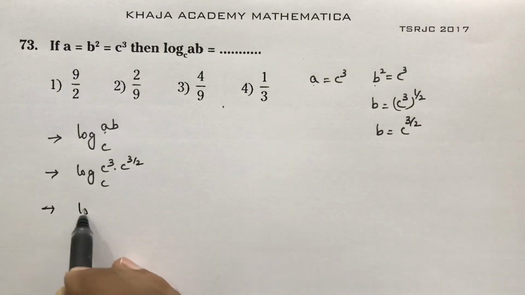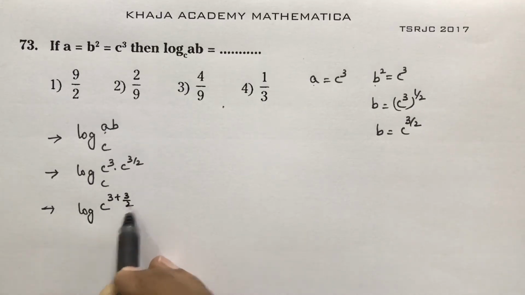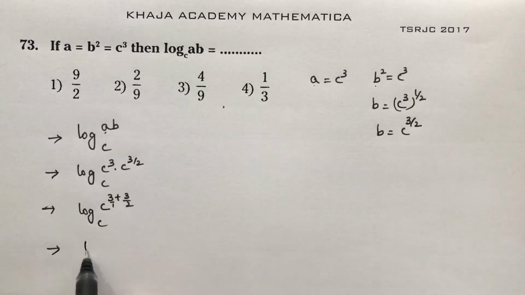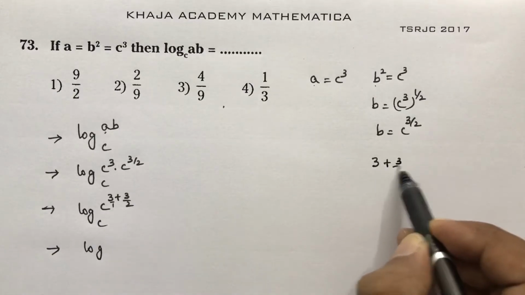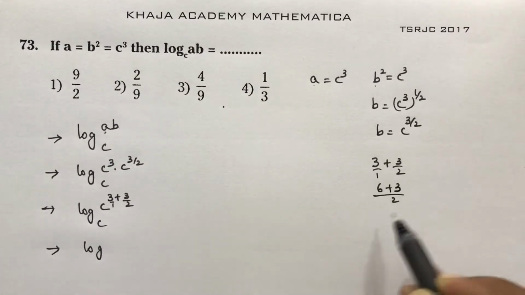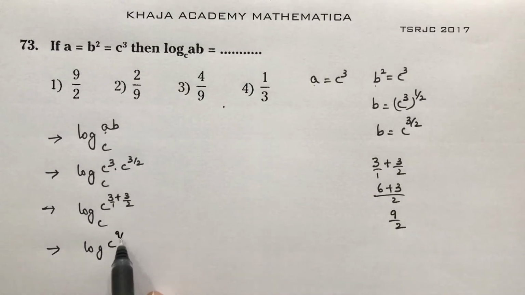Now here the bases are same. So c power 3 plus 3 by 2 to the base c. 3 plus 3 by 2 is 9 by 2. 3 plus 3 by 2, LCM is 2. Here 6, here 3. 6 plus 3, 9 by 2. So c power 9 by 2 to the base c.